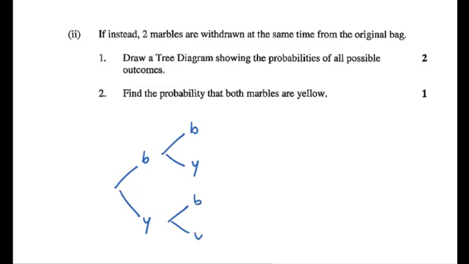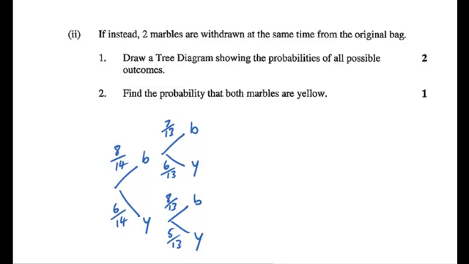Blue or a yellow. So the probability of first drawing out a blue, remember that there were 8 blue out of 14 marbles, and there were 6 yellow out of 14 marbles. If you drew out a blue first, then you only have 7 blue left out of 13. But you have 6 yellow left out of 13. If you drew out a yellow first, then you've got 8 blue out of 13, or 5 yellow out of 13. So 2 marks for that tree diagram.